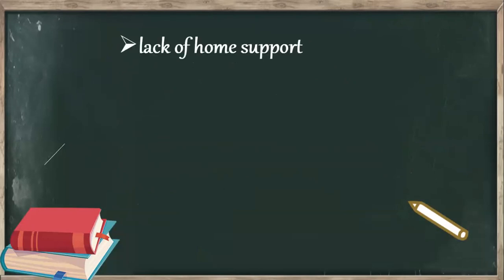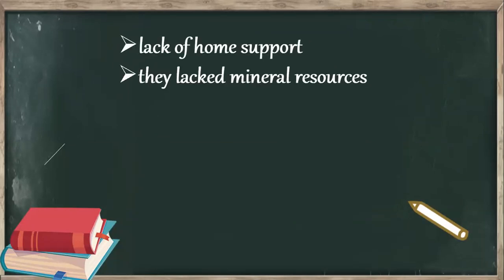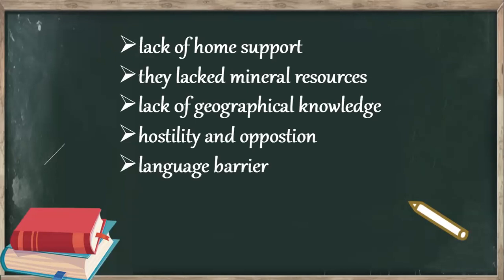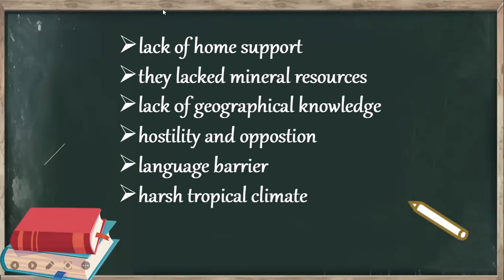And there was lack of home support. They lacked mineral resources, which they could export and sell. They lacked the geographical knowledge of East Africa. There was hostility and opposition from the people of East Africa. They faced the challenge of language barrier. And then lastly, there was the problem of harsh climate. The question for part B is, what were the problems faced by the chartered companies? Teacher, that is it.